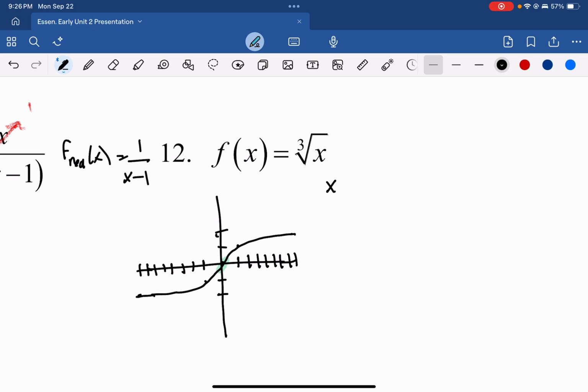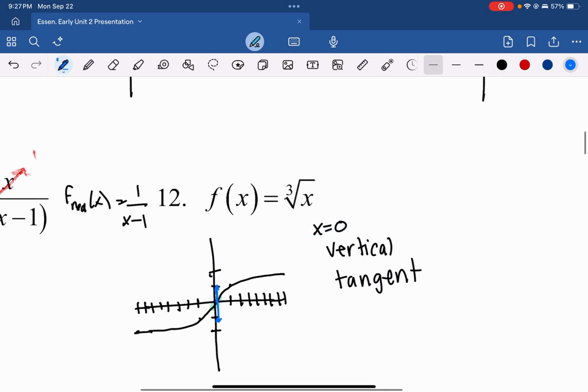And what happens there is we have a vertical tangent. Okay, so if I were to zoom in really close, right there at 0, then my slope would be 0. Okay. So if I were to draw my tangent line here, it would have a slope of 0.